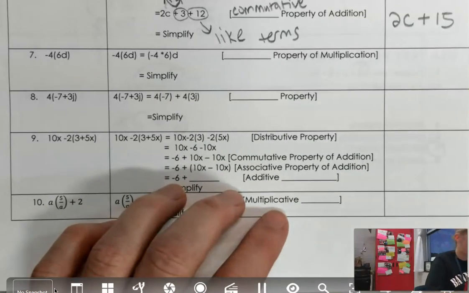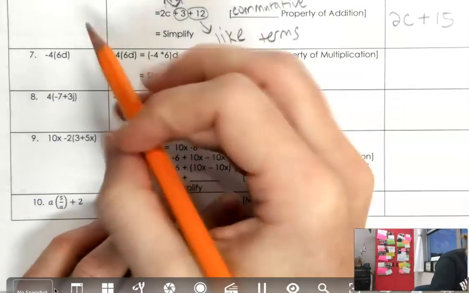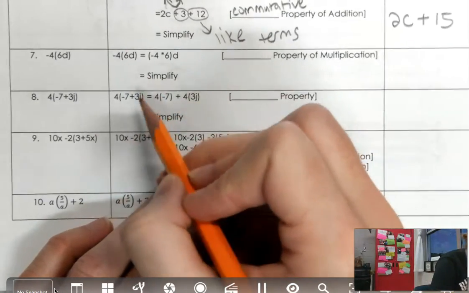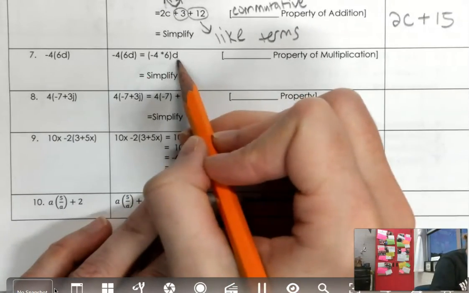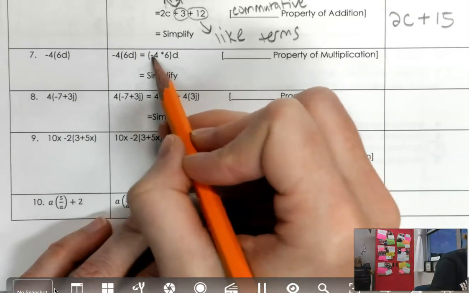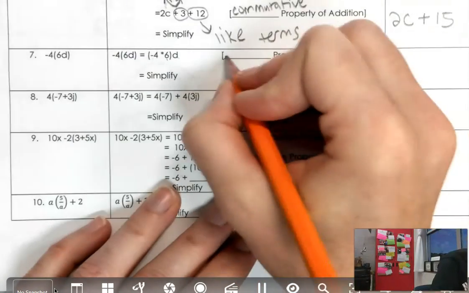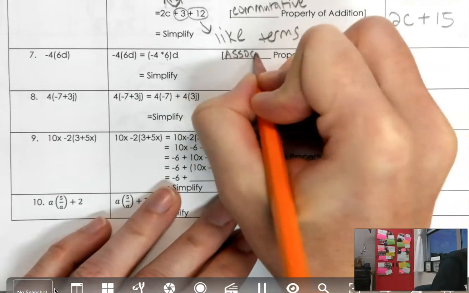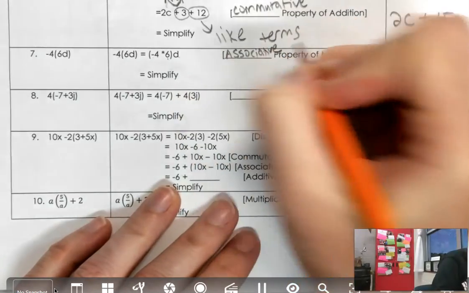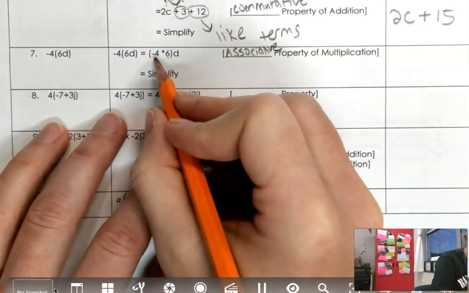All right, only a few more left. Okay, so we have grouped -4 times 6d, and all we're going to do is regroup. Instead of putting the 6 with the d, we're going to do -4 times 6. So when we regroup something, that's associative. All right, so when we simplify, we're going to do -4 times 6, and that's going to give me -24d.